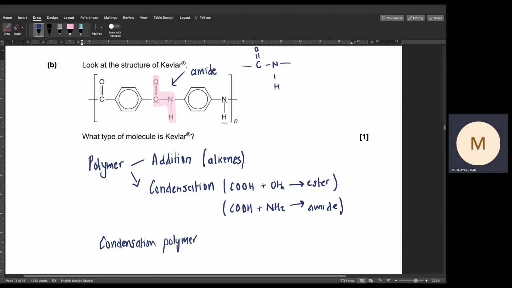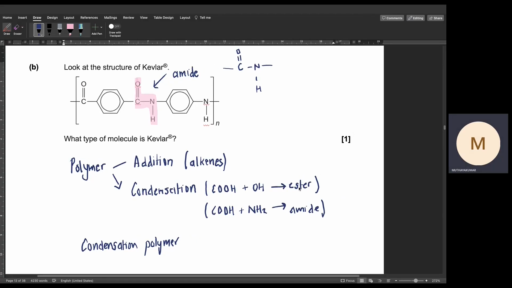How this differs, if you're interested in seeing how it differs from a polyester, an ester linkage will be carbon, oxygen double bond, and then just a straight O. This is your ester link. This is your amide link. We can tell that this is not an ester link because we don't have that second oxygen, and therefore it's our amide link. So condensation polymer, if you want, you can even write polyamide.